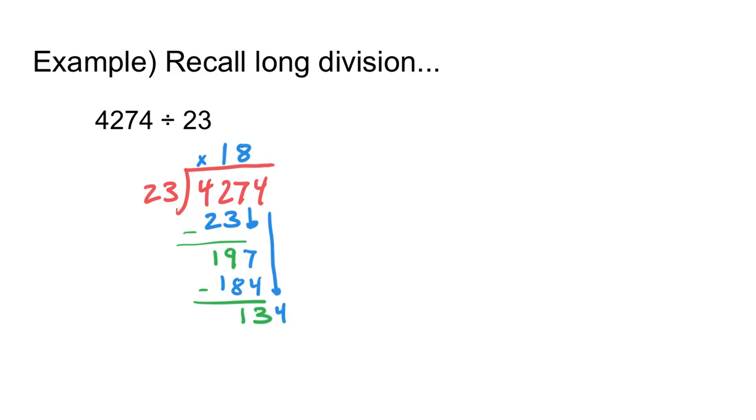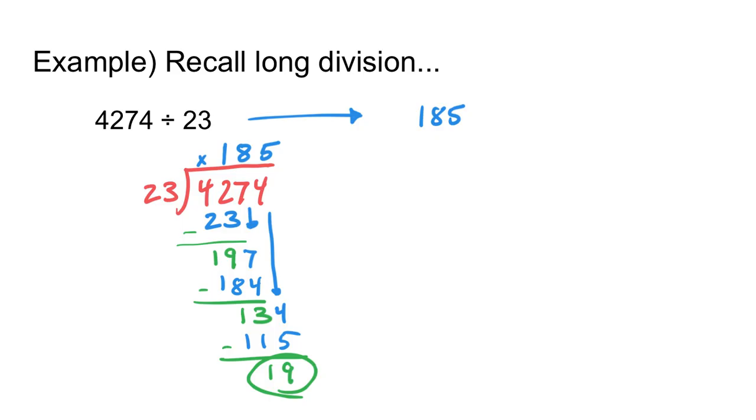We'll figure out how many times 23 goes into 134. That goes in 5 times. We'll do 5 times 23 and get 115. We'll subtract 115 from 134 and get 19. Now, that 19 ends up being the remainder of this problem. So we can finally come up with our answer. What is 4,274 divided by 23? It is 185 with a remainder of 19.